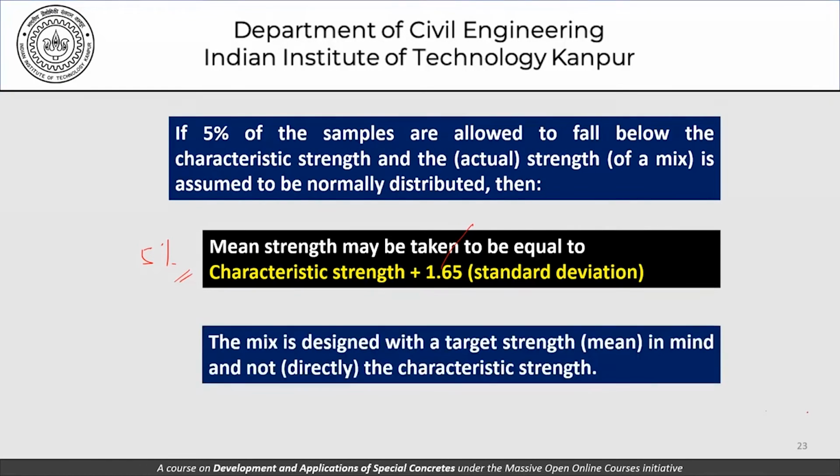Further, the mix is designed with the target mean strength in mind and not directly the characteristic strength. We of course have the characteristic strength at the back of our mind because that is what determines the target mean strength, but the mix itself, the mean compressive strength of the target mix or the mix that we use, is the target mean strength.